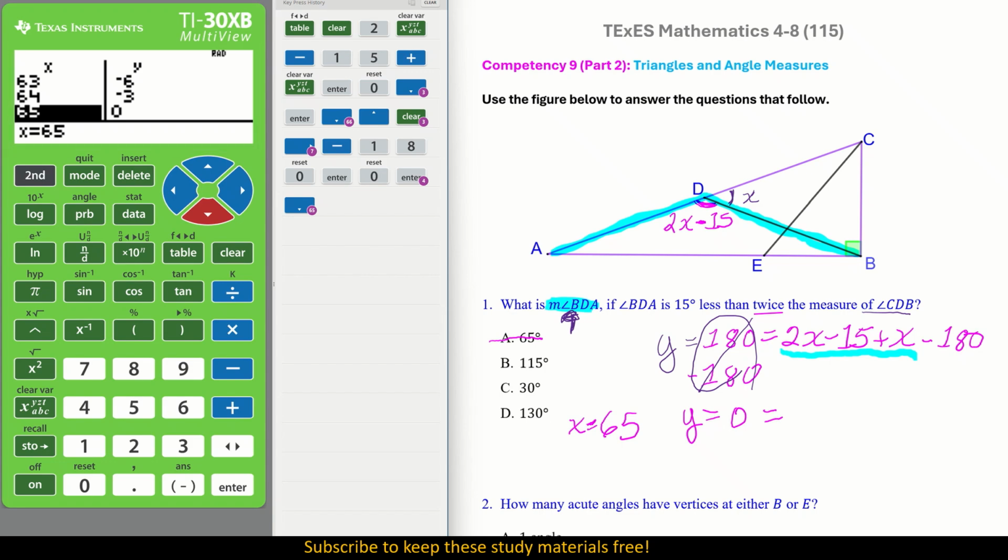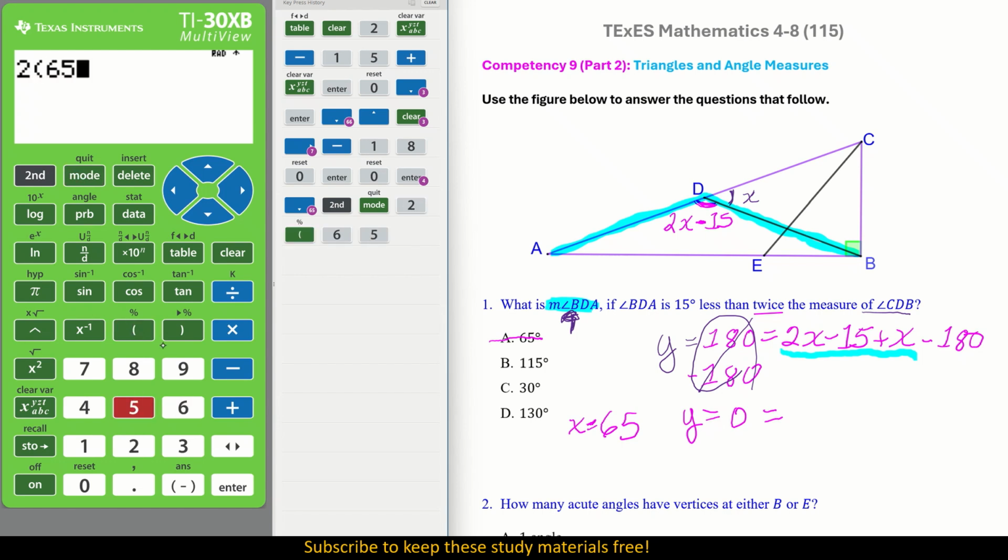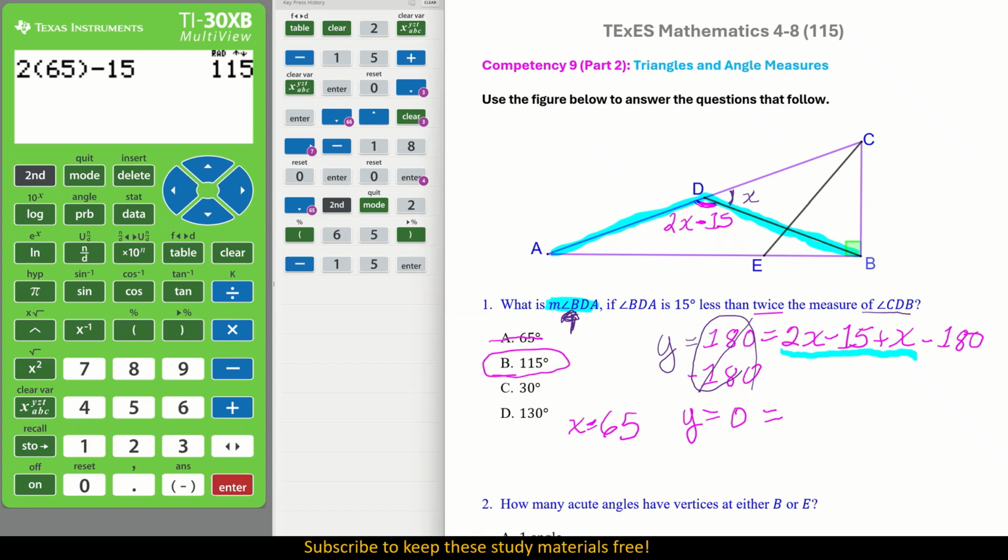So now what do we do? We simply go and substitute for that angle. All right, so go second mode to back out of all that and say 2 in parentheses our 65, and then just subtract the 15, and there we go, 115. So B is a valid answer.